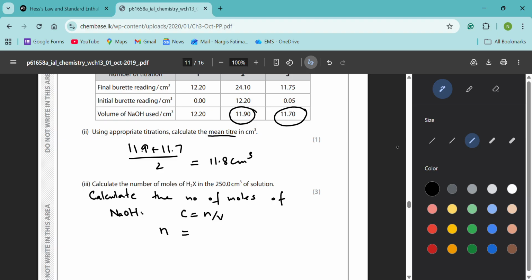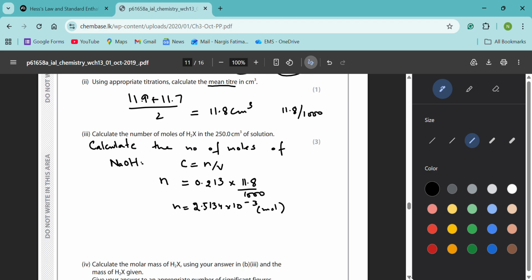You can check, it's 0.213 moles per decimeter cube, and then you have the volume in centimeter cube. So in order to convert the volume into decimeter cube, you need to divide this by 1000. So the number of moles is 2.5134 × 10 to the power minus 3 moles. These are the moles of sodium hydroxide.